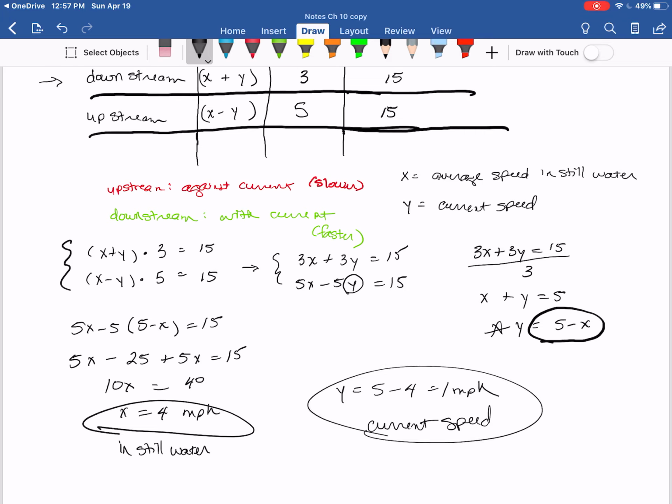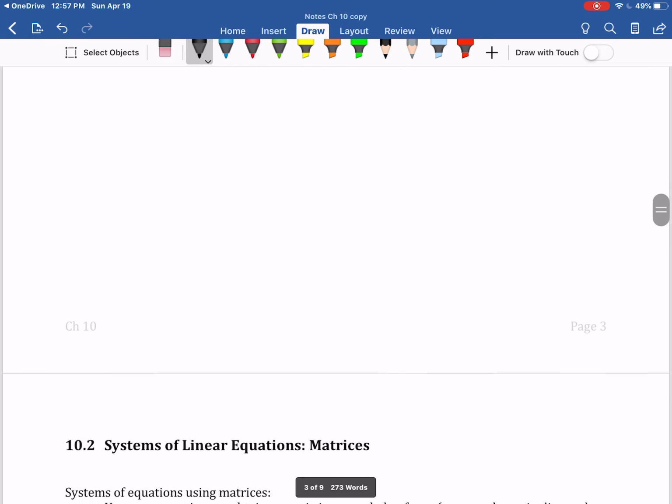Okay, double check your numbers to see that they make sense. It wouldn't make any sense for this individual to be swimming at like 40 miles per hour. That is physically impossible. Or the current speed to be like 100 miles per hour. That would be horrible. So double check your answers just to make sure that they make logical sense. And that should take us to the end of 10.1.